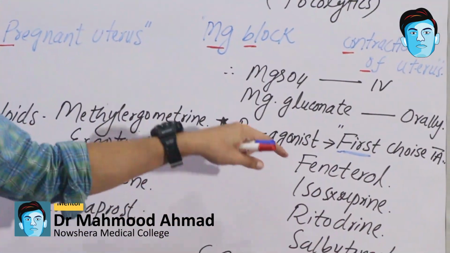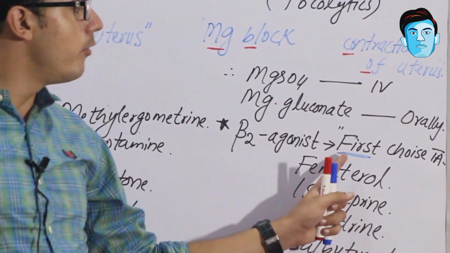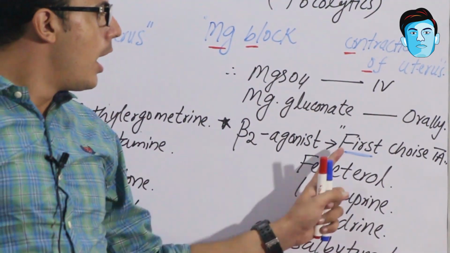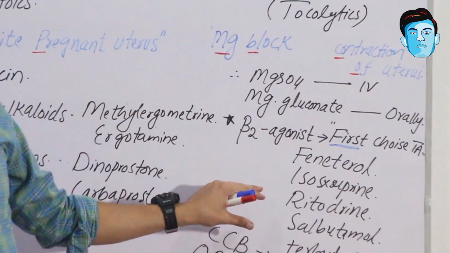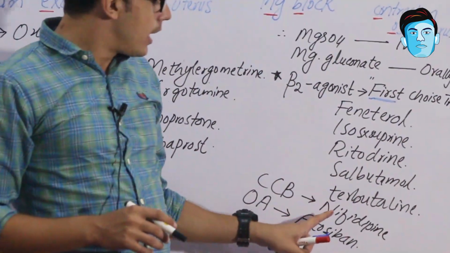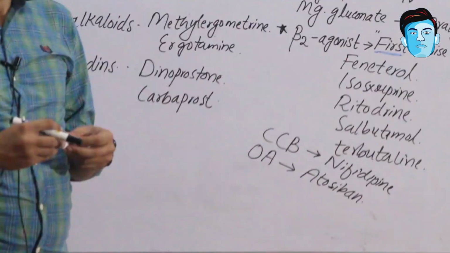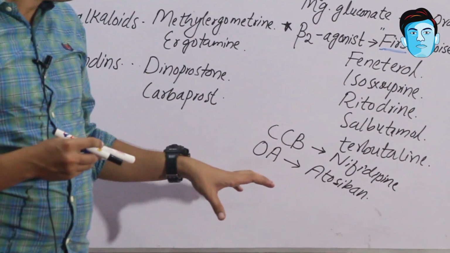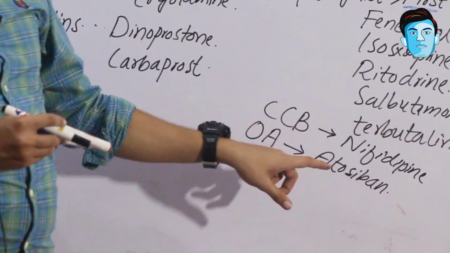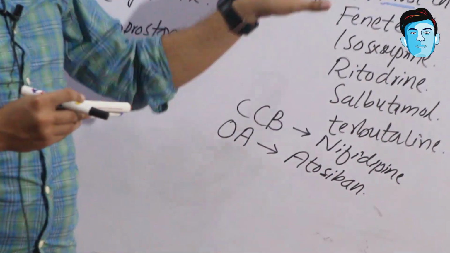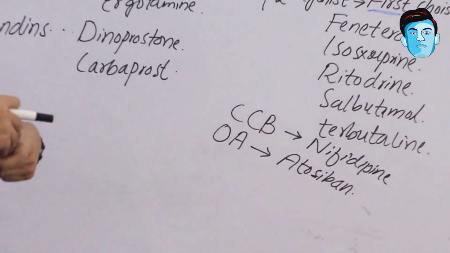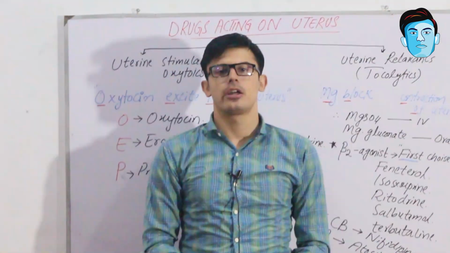For the drugs that come under the class of beta 2 agonists, we focus on the word FIRST, where F stands for fenoterol, I stands for isoxsuprine, R stands for ritodrine, S stands for salbutamol, and T stands for terbutaline. Now C stands for calcium channel blocker, that is nifedipine. It is very important and often asked which calcium channel blocker is a tocolytic. That is nifedipine, the only calcium channel blocker that is a tocolytic. And O stands for oxytocin antagonist, including atosiban. So students, this is all about the drugs acting on the uterus.